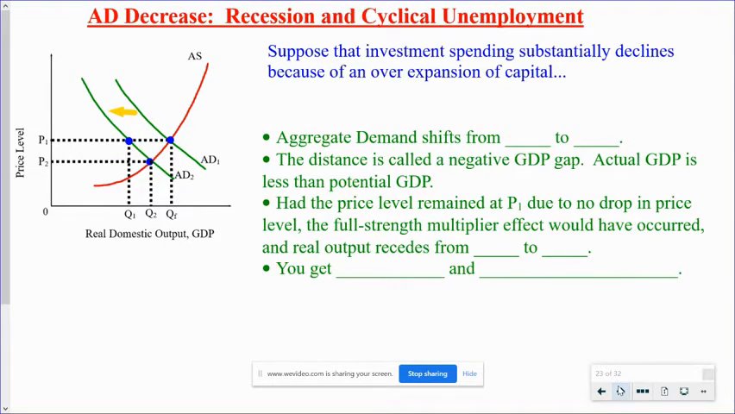We could work that in the other direction. If there was an aggregate demand decrease, and of course, we like to link things to the business cycle. So now we're talking about recession and the concern of cyclical unemployment. In this case, let's say that investment spending substantially declines because of the lower expansion of capital. Well, I want to take this premise and say, okay, that affects aggregate demand. In this case, AD1 is going to shift to AD2, but it will be a decrease in aggregate demand as opposed to an increase.